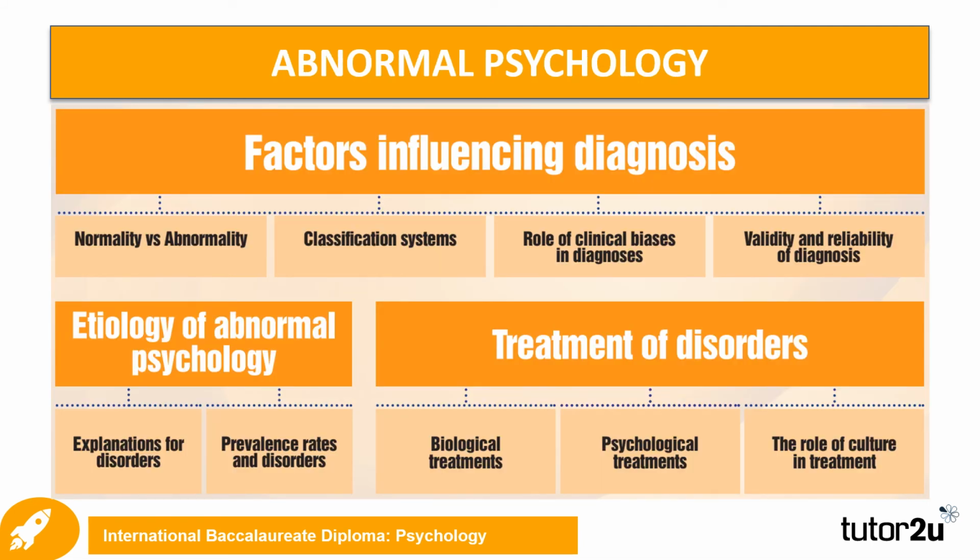Each of the 4 options consists of 3 topics. Each topic consists of several content points. Paper 2 exam questions refer to this topic and content terms. Topics in the abnormal psychology option include factors influencing diagnosis, etiology of abnormal psychology, and treatment of disorders.